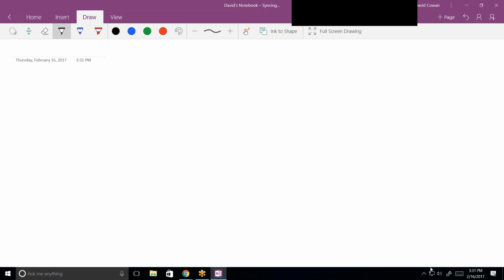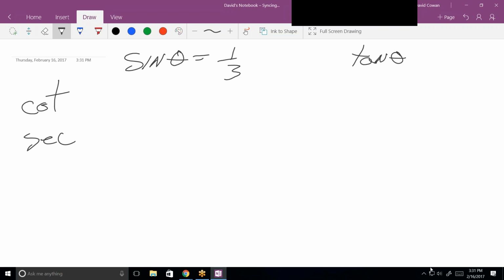I have one more of those, and then it gets into the proofs. The next one wants us to find cotangent of theta and secant of theta, where sine of theta equals 1/3 and tangent of theta is less than 0. Sorry.